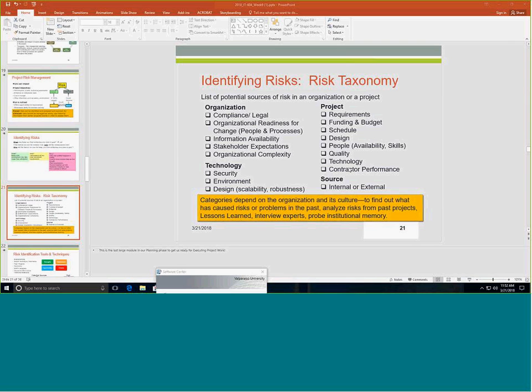So note that these categories for this taxonomy that you're seeing here really change with the organization and with the organizational culture, right?